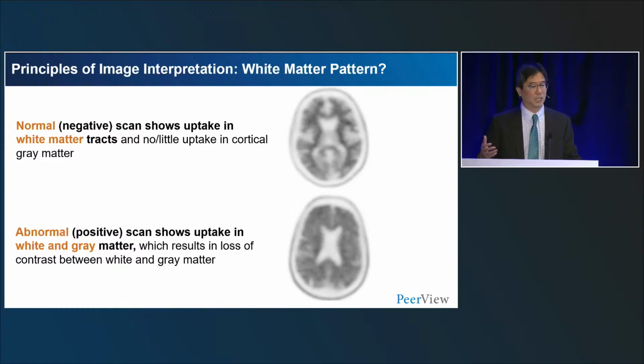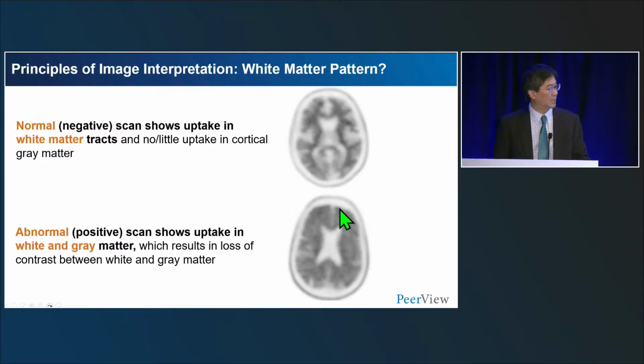Okay, so a normal or negative scan shows a white matter pattern of activity and no or little uptake in the cortical gray matter where your amyloid plaques accumulate in Alzheimer's disease. On the other hand, an abnormal positive scan shows uptake in the white and gray matter, so you lose that white matter pattern. Those are examples right there. Negative, you can take this cursor or your finger and trace out this white matter pattern, right? From the frontal to the temporal to the occipital. And in a positive scan, you lose that white matter pattern. You cannot trace out that white matter pattern.